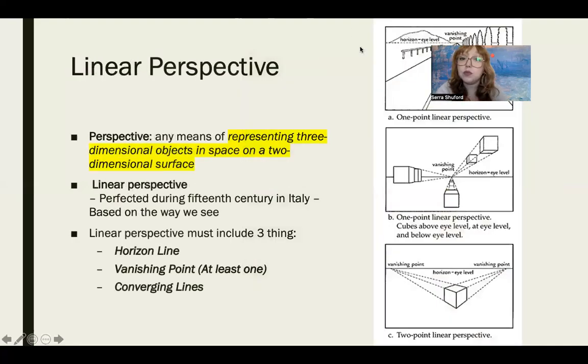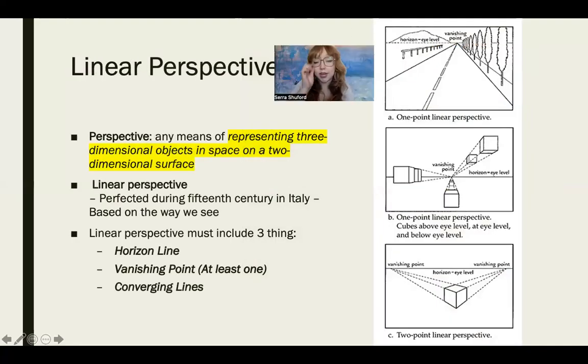Okay. Linear perspective. This one is going to be very important as we progress through the class. Perspective, just in general, is very important to understand. It's any means of representing 3-dimensional objects in space on a two-dimensional surface. So this is primarily used for drawings and paintings.